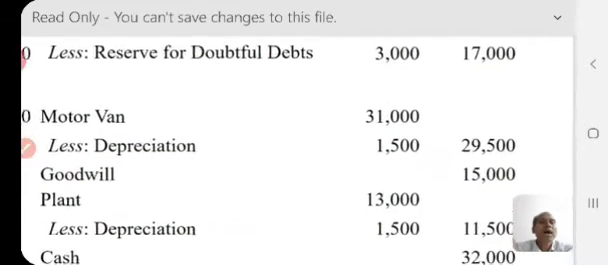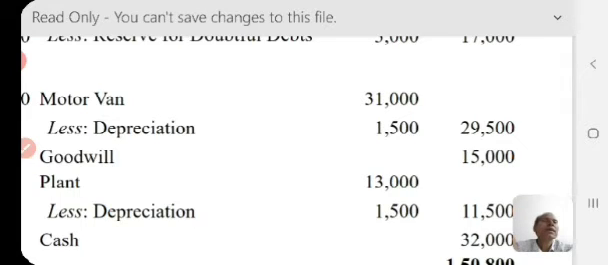Okay, motor van 31,000 is given in the balance sheet and 29,500 is given in the adjustments. So depreciation is 1,500. After subtracting the 1,500 from 31,000, the balancing amount is 29,500.